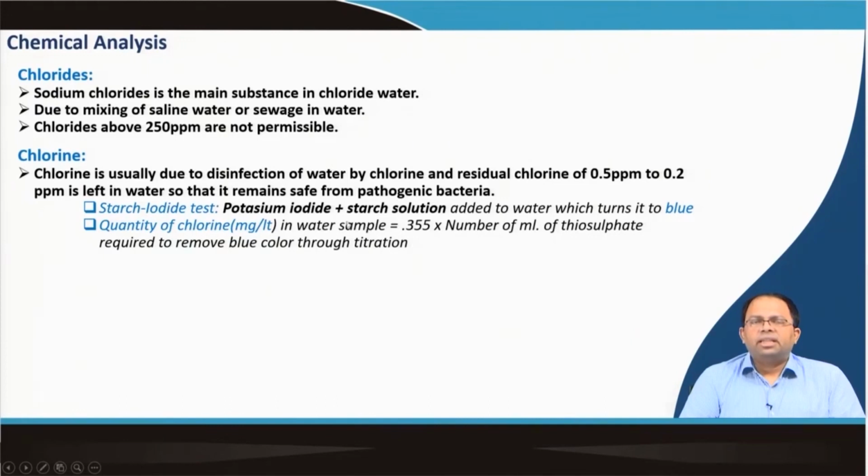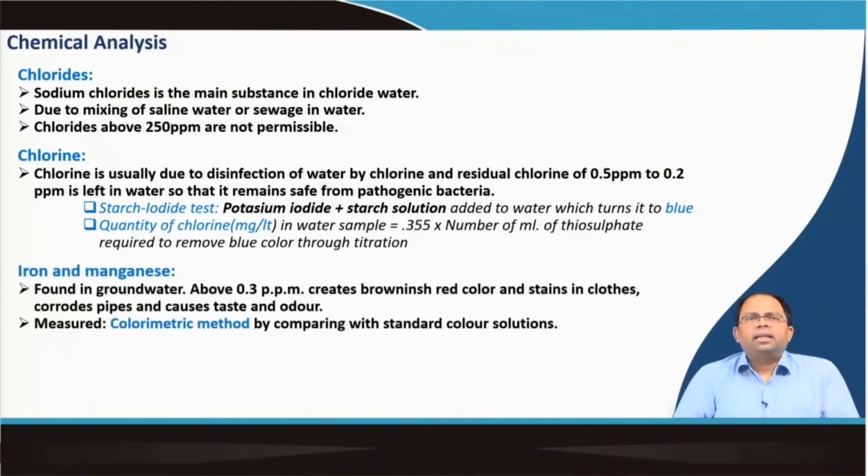So basically in the starch iodide test, when potassium iodide and starch solution is added, the water turns blue, and then we keep mixing in the thiosulfate gradually through titration, and when the blue color is removed, we measure the amount in milliliters of thiosulfate, multiply that by 0.355, and we get the quantity of chlorine in water. Too much chlorine also gives a bad taste, and it sometimes results in other issues. So that is why too much chlorine is also not suggested.